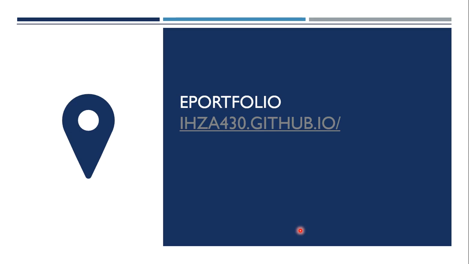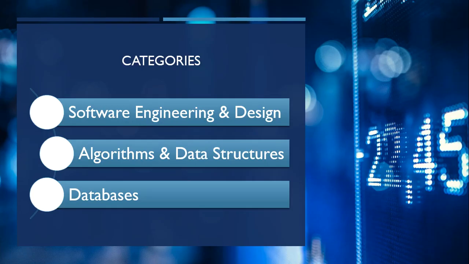These artifacts coincide with 3 different categories. The first one being software engineering and design. The second is algorithms and data structures. And last, databases. These categories essentially make up the scope of computer science. So I will go into detail about each of these categories and the artifact that coincides with it.